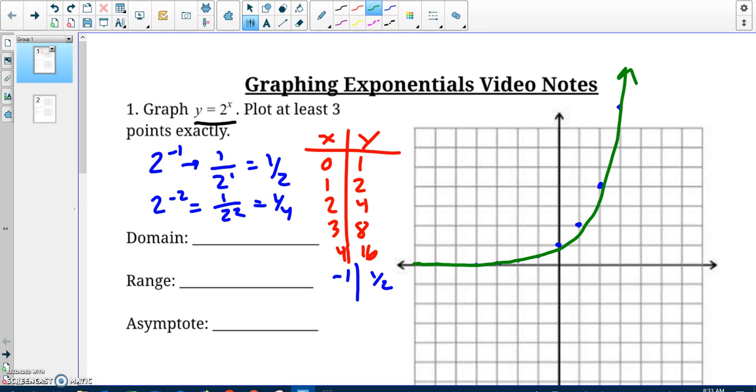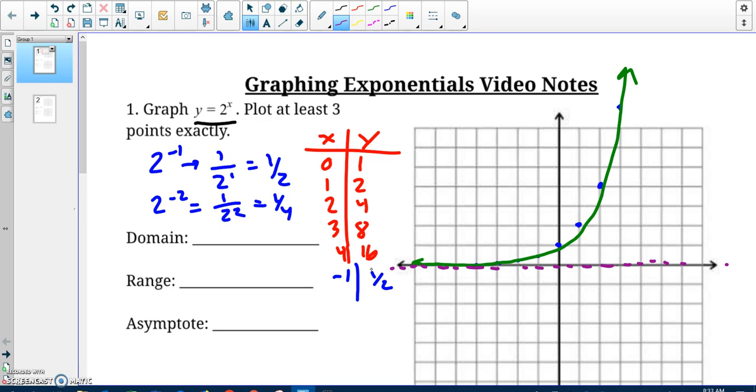Kind of like a rocket sound because it shoots off. And that's what our exponential graph looks like. A couple of things to note. It does not ever hit the x-axis. It doesn't hit that.